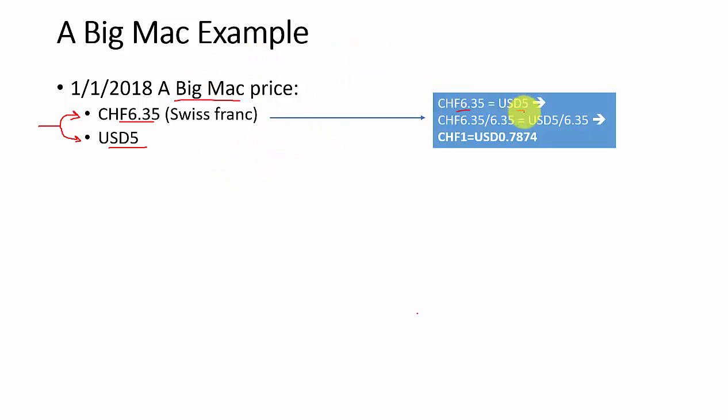And we know the trick to get the exchange rate, right? We can divide both sides by 6.35. So on the left hand side, it turned into 1 Swiss franc. On the right hand side, it turned into the value in US dollars, right? Yep, so it is the exchange rate at the beginning of 2018. And yes, it is a theoretical or hypothetical situation.